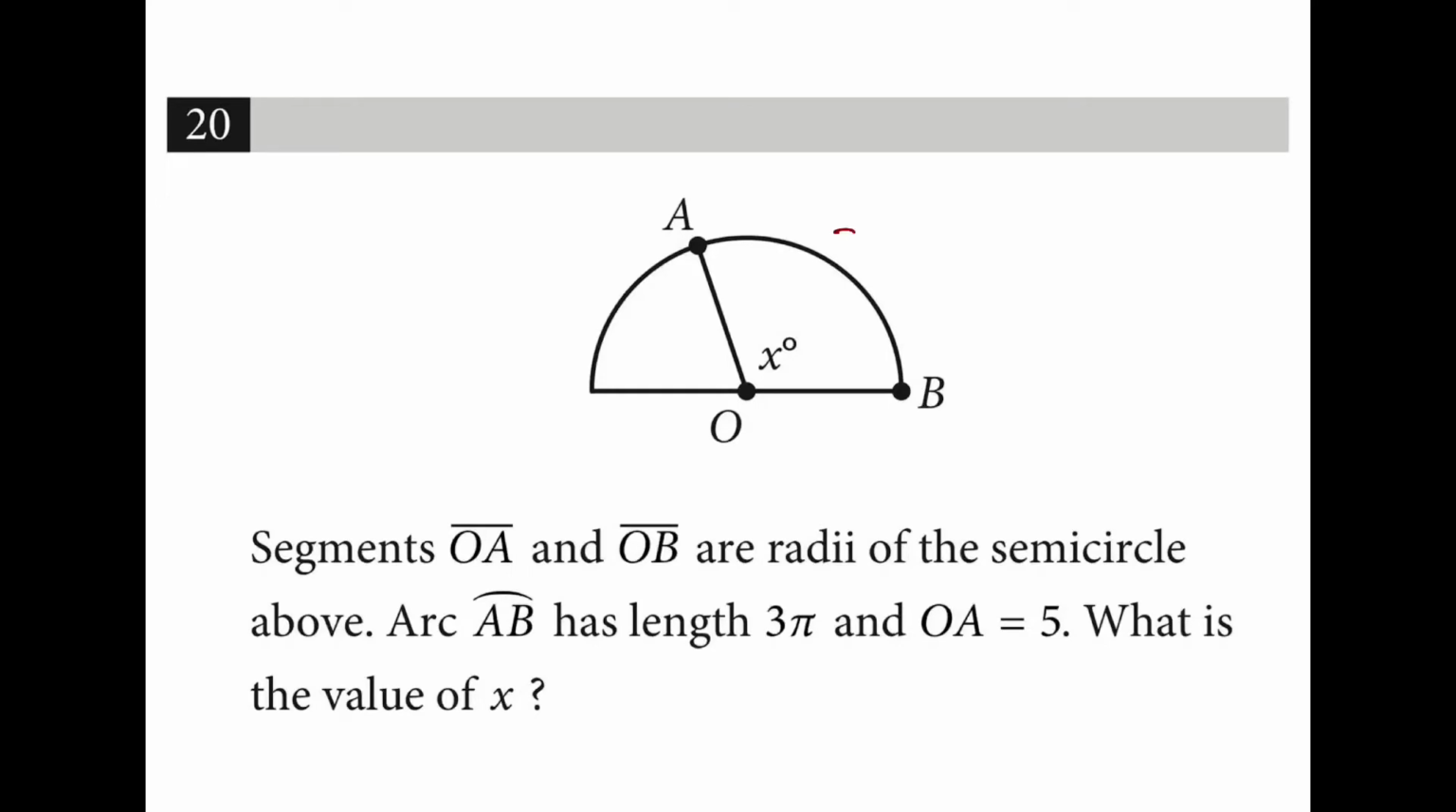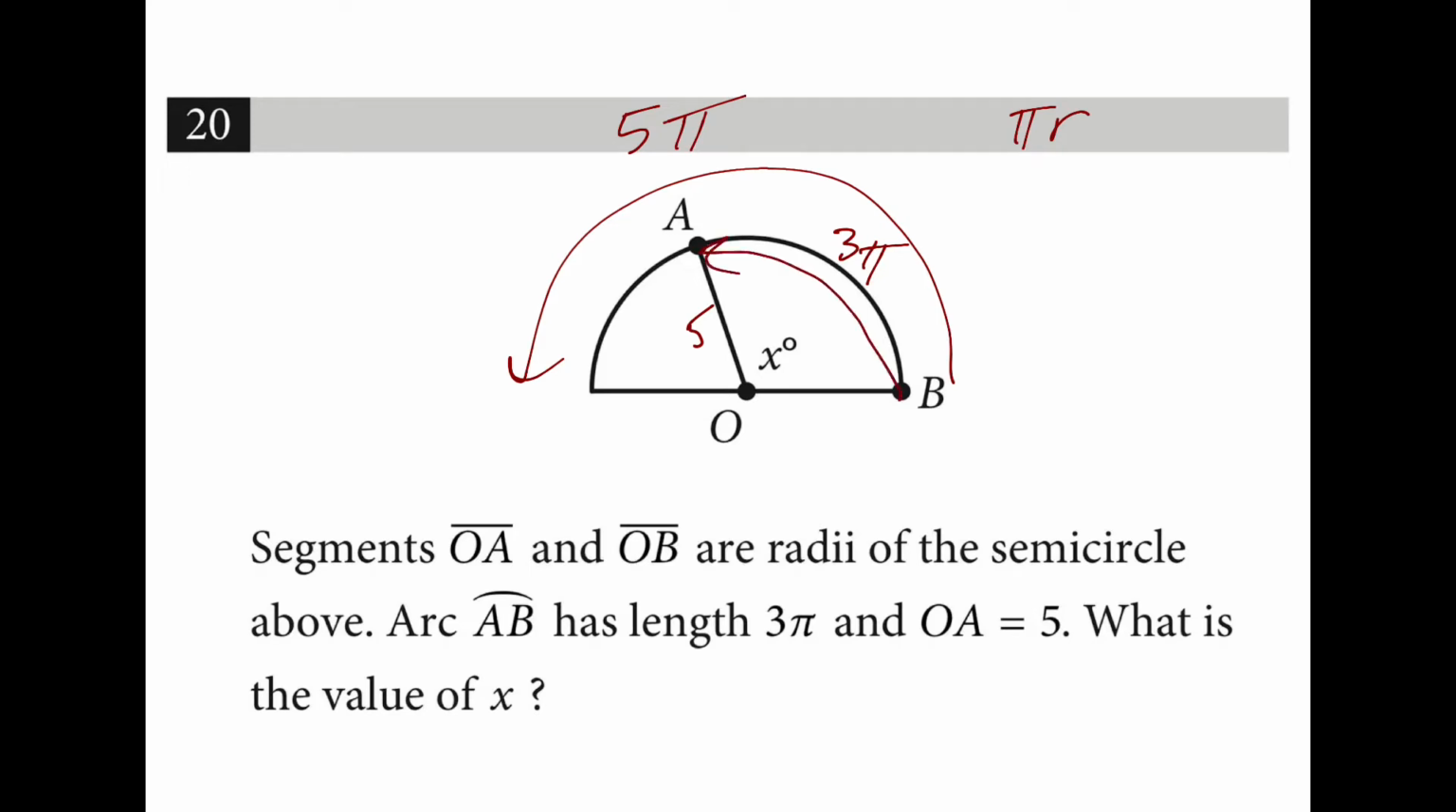Arc AB has length 3 pi, and the radius here is 5. So if you think about 2 pi r being the circumference of an entire circle, if I divide that in 2, pi r is the length of a semicircle. So our distance all the way around is 5 pi, and we have gone 3 pi out of that.